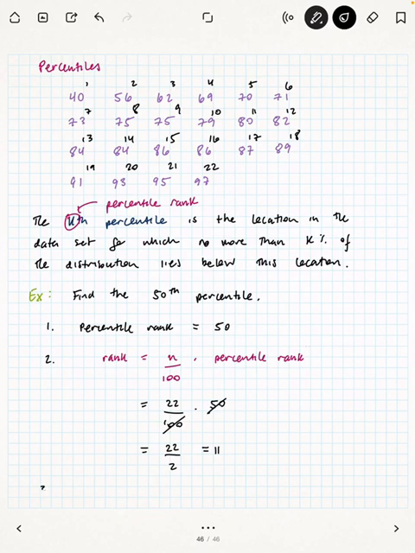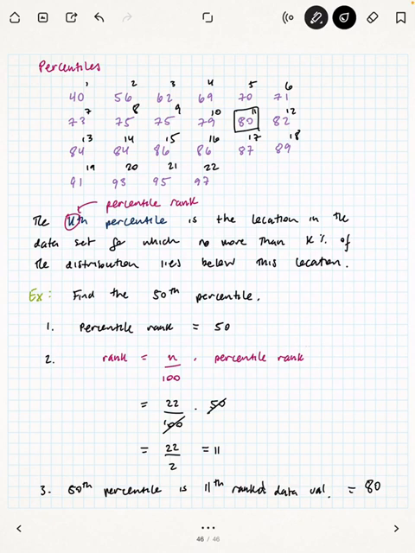So the 50th percentile is the 11th ranked data value. So we go through our data set, right? And we already have the ranks here because we took the time to write them out. But the 11th data value is 80. Because 11 was a whole number, we were able to do this. If it wasn't, we would have to do something else. And I'll show you an example in a second.